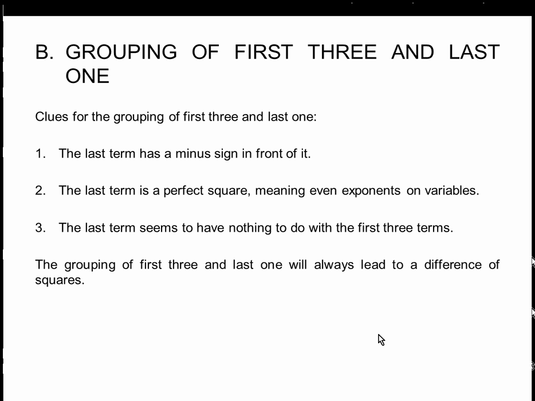The grouping of first 3 and last 1 will always lead to a difference of squares. Always. Now, the grouping of first 2, last 2 had the same 3 steps, and there will only be a 4th step if they have something in common. The same thing goes on here. They will follow the same pattern.